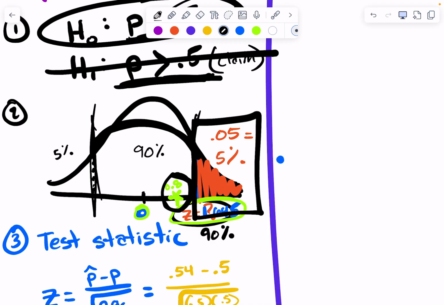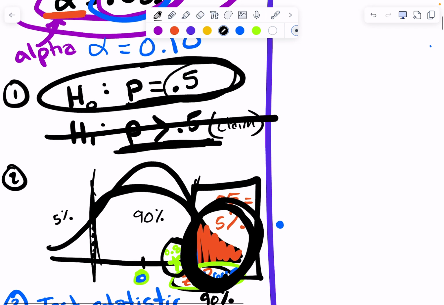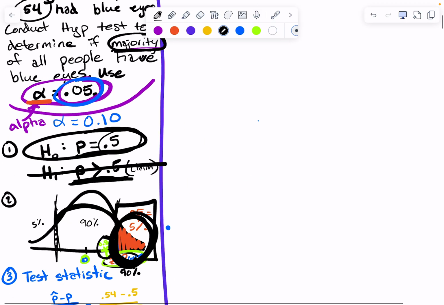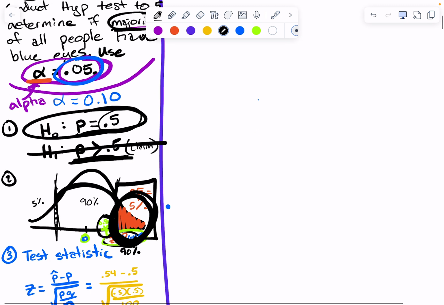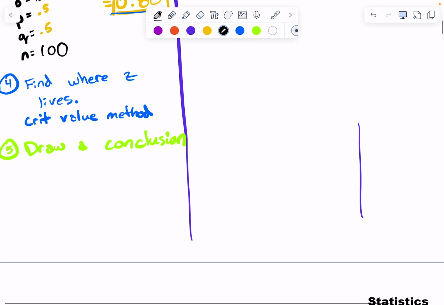In order for it to live over here, we are going to say that it is in greater-than land. According to this, it says, determine if the majority of all people have blue eyes. Do the majority of all people have blue eyes? No.